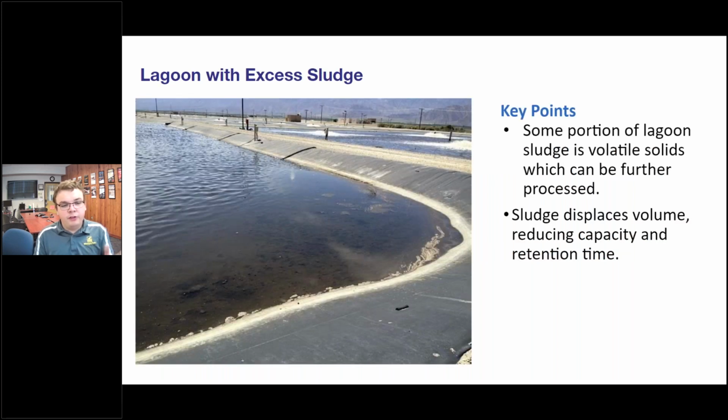So this is just a picture of an example of a lagoon with some excess sludge buildup. Some key points: some portion of your lagoon sludge should have volatile solids in it, which can be further processed by the lagoon system. And that sludge is displacing volume, reducing your capacity, and reducing retention time. If you can see that sludge layer right at the surface, you've got some problems that need to be handled if your sludge layer is that high relative to the water.